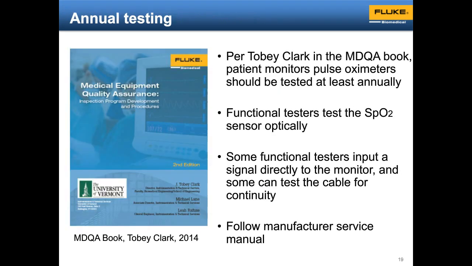Let's look at annual testing, or testing in general. Per Toby Clark in the MDQA book, he recommends annually. Functional testers test the SpO2 sensor optically. Some of the functional testers include signals directly into the monitor, and some can test the cable for continuity. You should always follow the manufacturer's service manual for which tests you should conduct and how often.